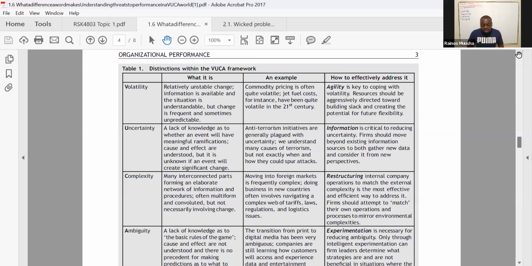So the best way to address a situation of complexity is restructuring the internal company operations to match the external complexity; that is the most effective and efficient way to address it. Firms should attempt to match their own operations and processes to mirror the environmental complexities. So that's the best way to deal with a situation that has characteristics of complexity.